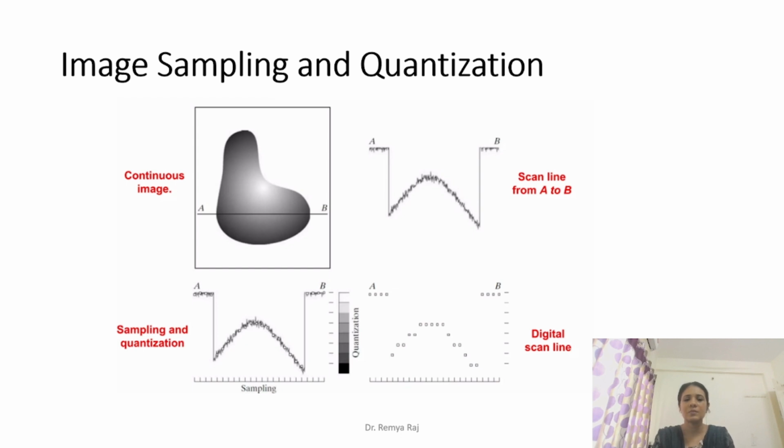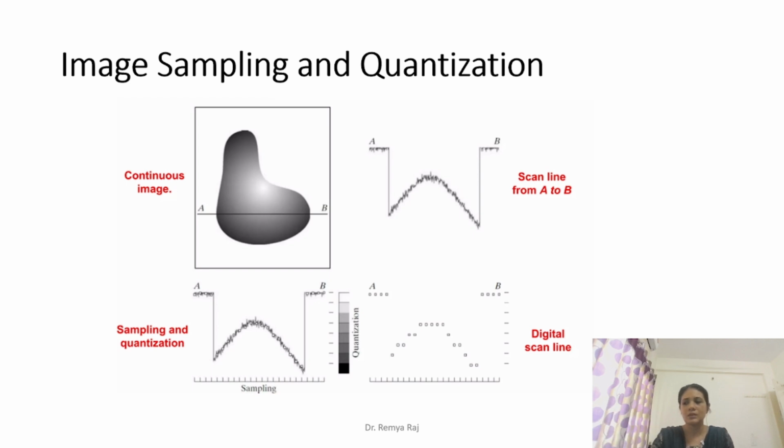Here it is explained with the help of a very neat figure. You can see a continuous image here. It is a grayscale image with different shades of gray, ranging from 0, which is black, to 255, which is white. In between, different gray levels will be there.